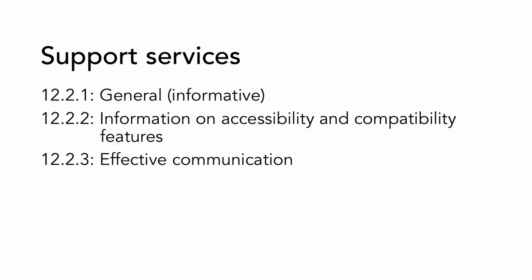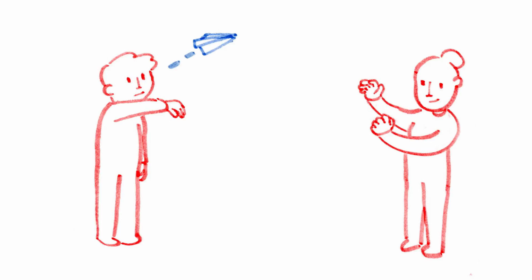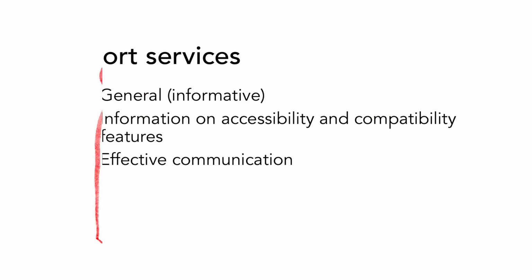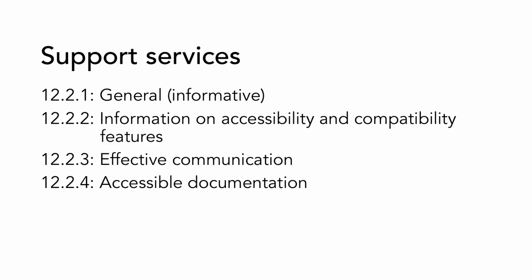The next requirement states that the communication must be effective. In this context, efficiency means that the user needs when it comes to communication can be catered for either directly or by referring to another service. 12.2.4 has to do with the accessibility of the documentation. It is exactly the same requirement as in 12.1.2, but now covering support service documentation. So let's repeat the essence.